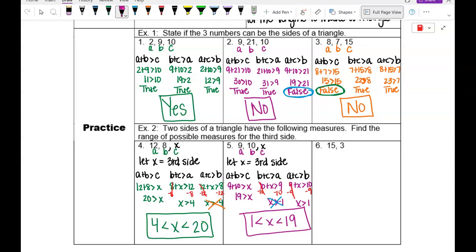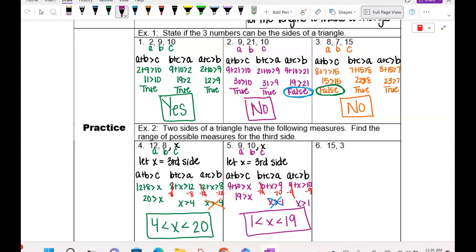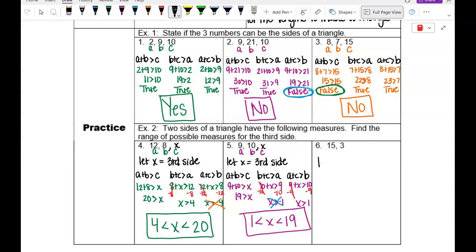Number 6, they're giving us 15 and 3. So again, I'm going to let x equal the third side. So that I have my A, my B, and my C, set up my three inequalities. A plus B is greater than C. B plus C is greater than A. A plus C is greater than B.